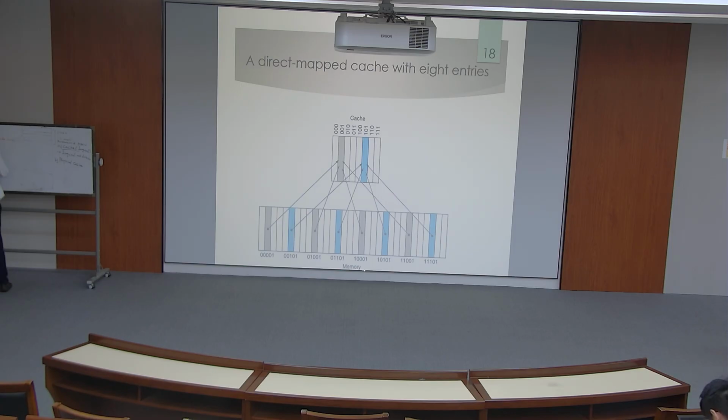We have a cache here that includes 8 lines. The line numbers are 1, 2, 3, 4, 5, 6, 7, 8, 0, 1, 2, 3, 4, 5, 6, 7.